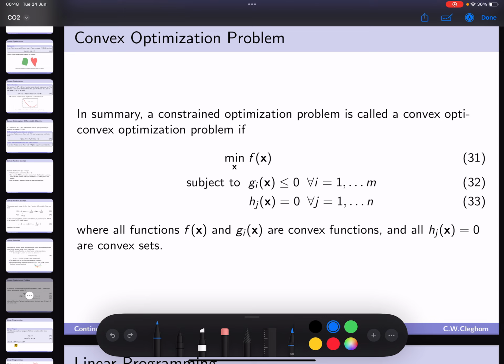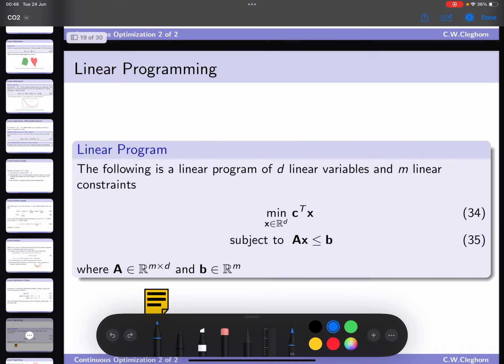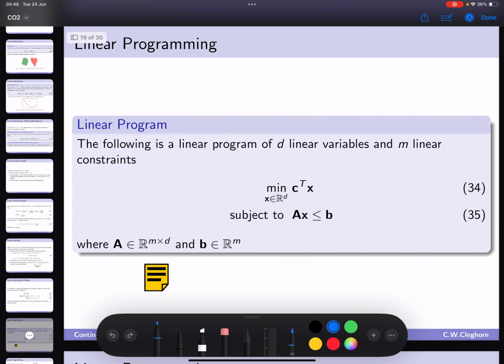So you're trying to minimize a function f of x subject to a constraint gi of x less than or equal to 0, and subject to some equality constraints, the hj's. Okay, and so we're going to now look at two versions of this problem and how to solve them. The first is called linear programming.